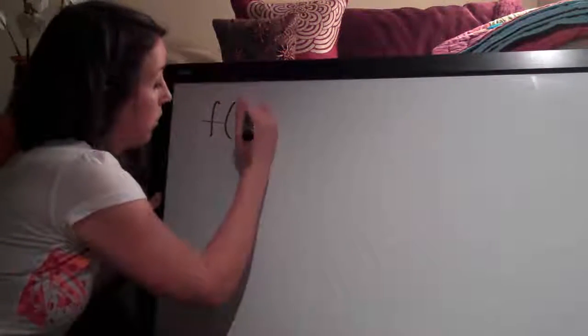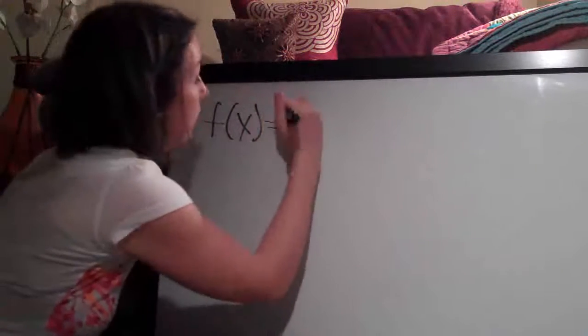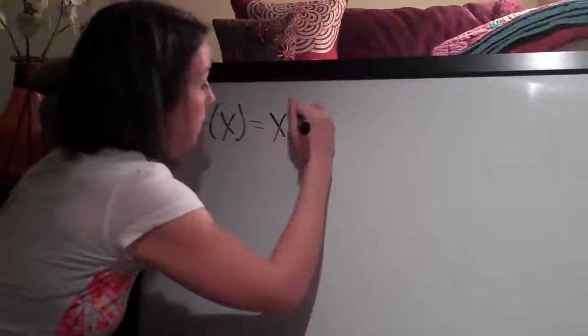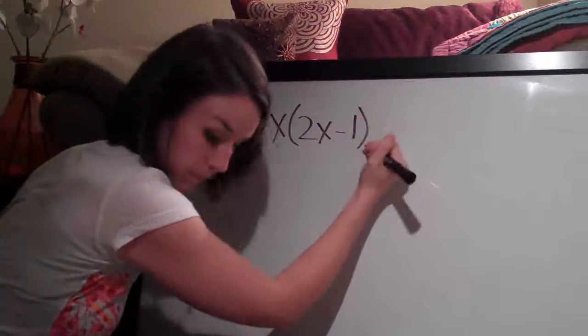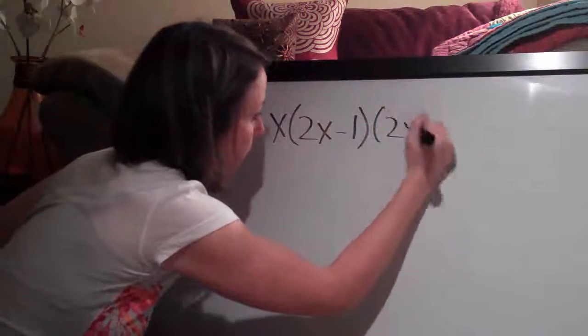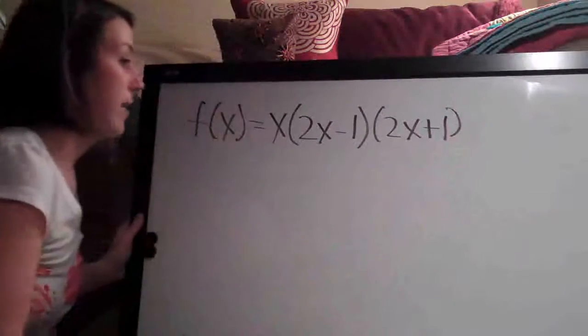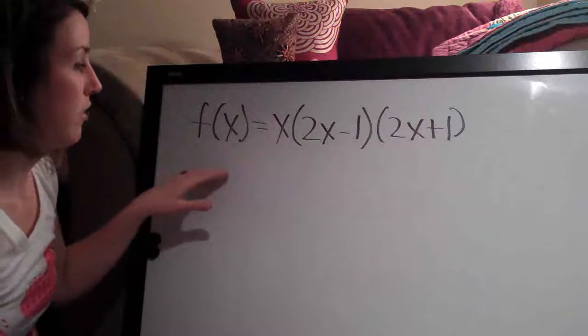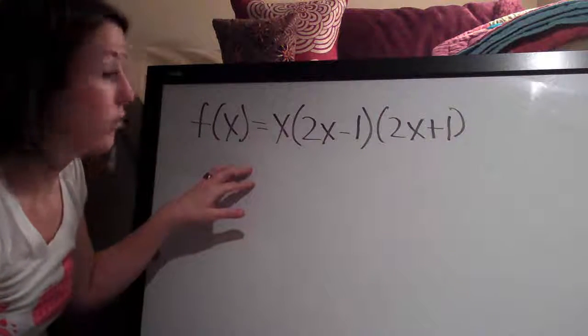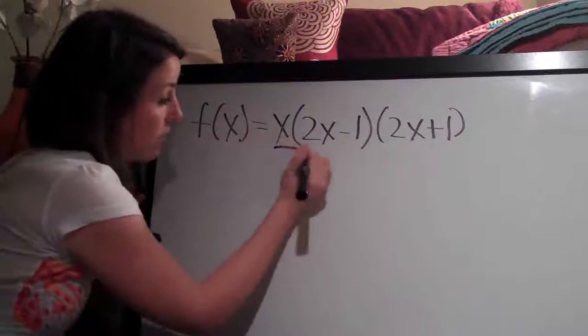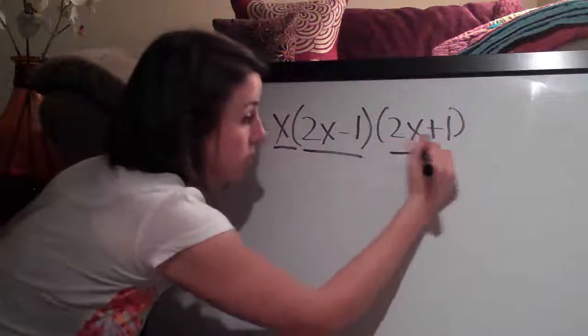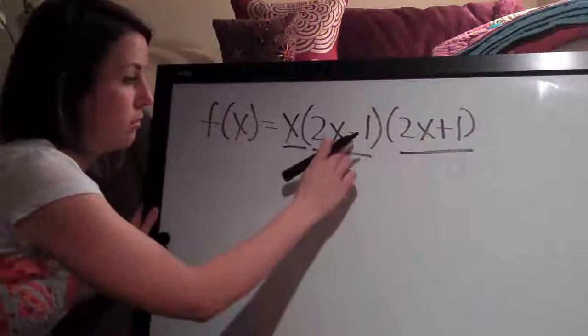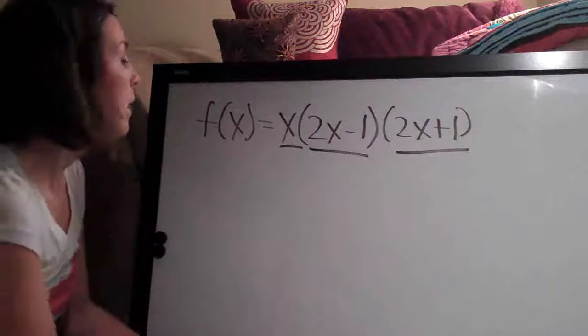Welcome back. Another product rule problem, this time with three terms. So f of x equals x times 2x minus 1 times 2x plus 1. The primary point of this is just to demonstrate how to apply product rule when you've got three terms. The first term is x, the second term is 2x minus 1, the third term is 2x plus 1. I think I said plus here, I meant minus if I did.